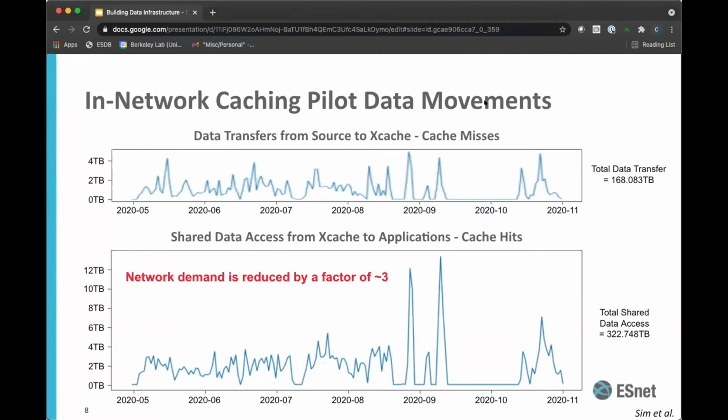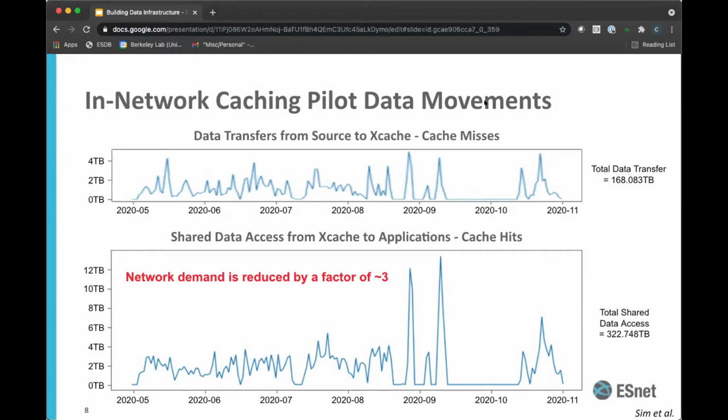So the pilot ran between May and November. If you look at between mid-September and mid-October, there were some hardware issues on the host that we had to work on, and so it was offline during that period of time. But generally, we have about 6 months worth of data. These graphs are drawn to scale relative to each other, and so you can see that based on the in-network caching solution, we're able to get pretty good results.